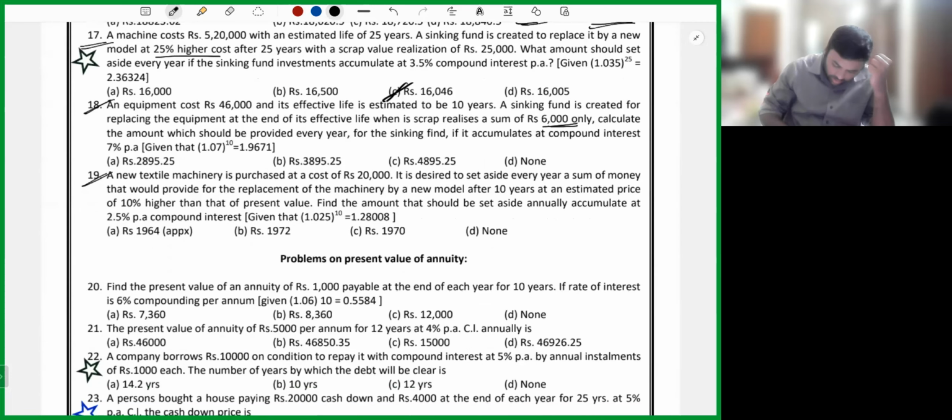Let's try the ninth one. It says a new textile machinery is purchased at the cost of 20,000. It is decided to set aside every year a sum of money that would provide for the replacement of the machinery by a new model after 10 years at an estimated price 10% higher than the present value. Find the amount that should be set aside annually to accumulate at 2.5% compound interest. It's quite a simple sum, my dear friends.